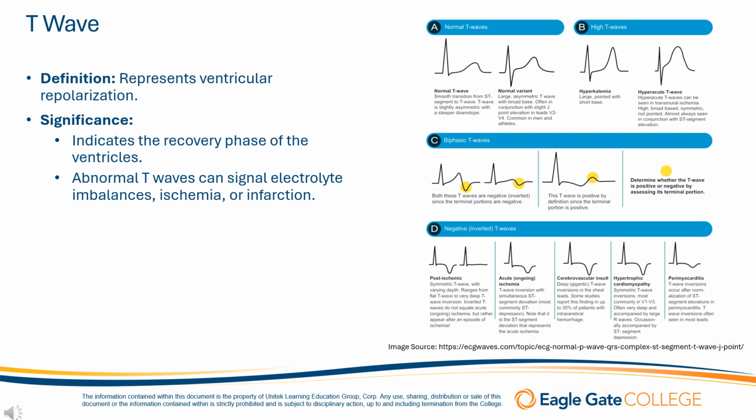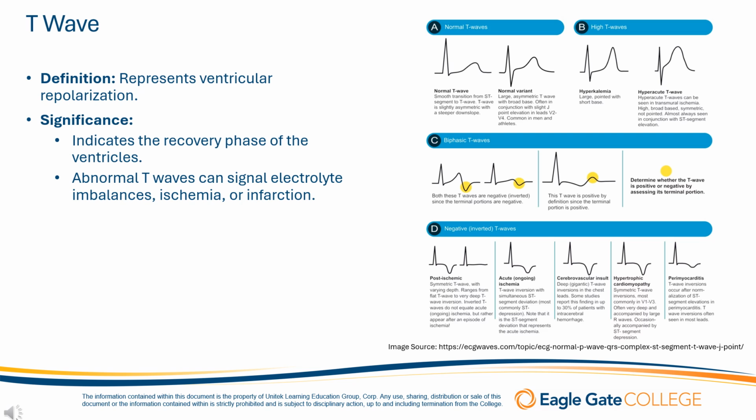Remember, abnormal T waves are often one of the earliest signs of myocardial ischemia and infarction. Monitoring changes in the T wave can help in early diagnosis and timely management of these conditions. And since the T wave is sensitive to electrolyte levels, particularly potassium and calcium, it can provide early indications of electrolyte disturbances. Prompt correction of these imbalances is crucial to prevent arrhythmias.